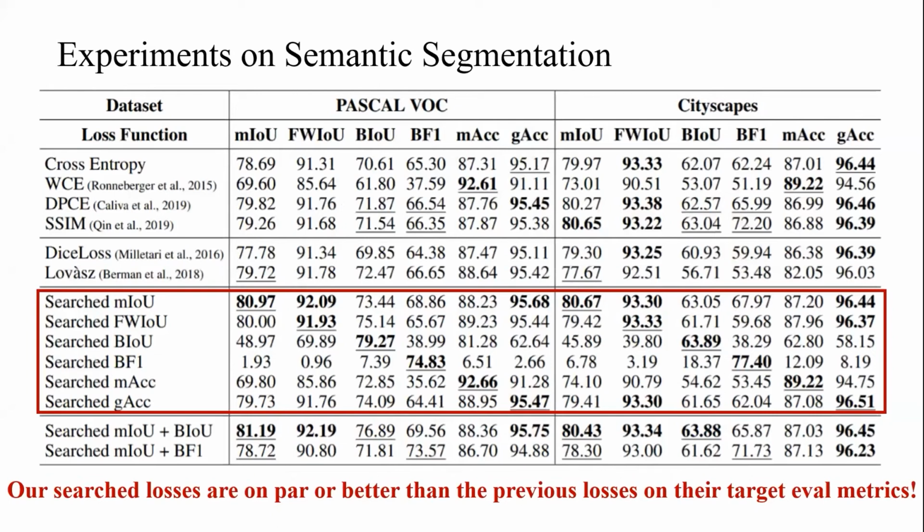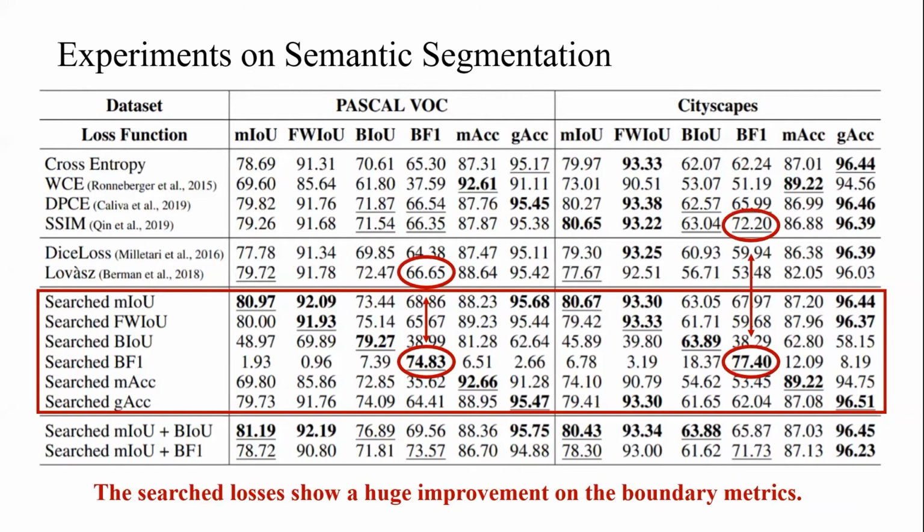Now we will discuss the experimental results. First, we conduct a search targeting different evaluation metrics on two popular data sets, Pascal VOC and Cityscapes. Our baselines are the commonly used handcrafted loss functions. On each evaluation metric, our searched loss function is on par or even better compared with the existing handcrafted loss functions. It proves that our search framework is very effective.